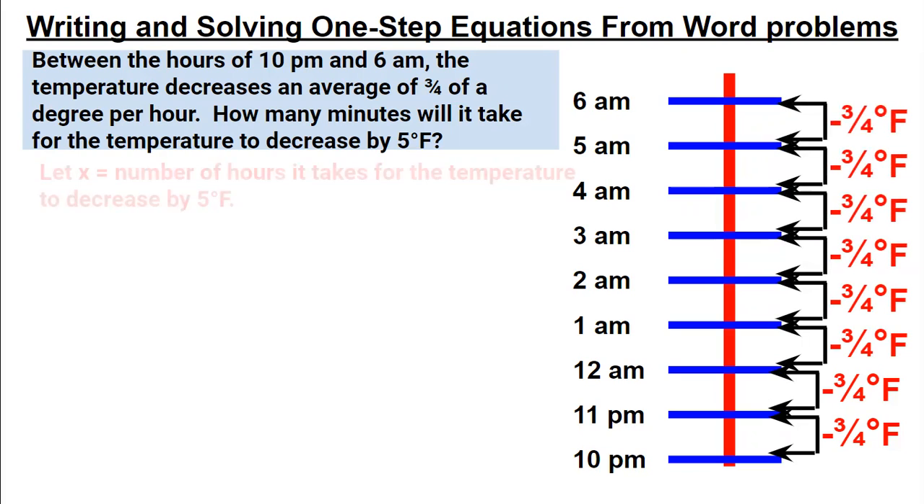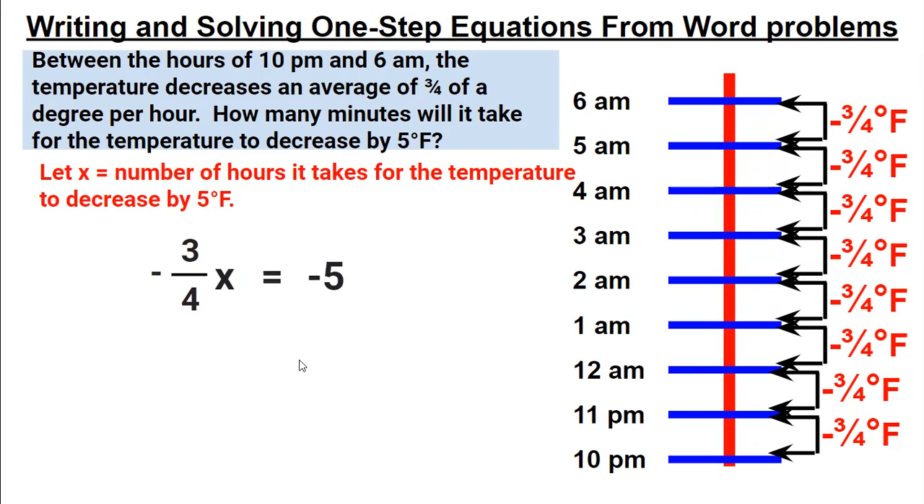Okay? Let X equal the number of hours it takes for the temperature to decrease a total of 5 degrees. So -3/4 times the X, the number of hours, is equal to -5. I picked -5 because you want it to decrease by 5 degrees. Now you solve it by multiplying by the reciprocal.